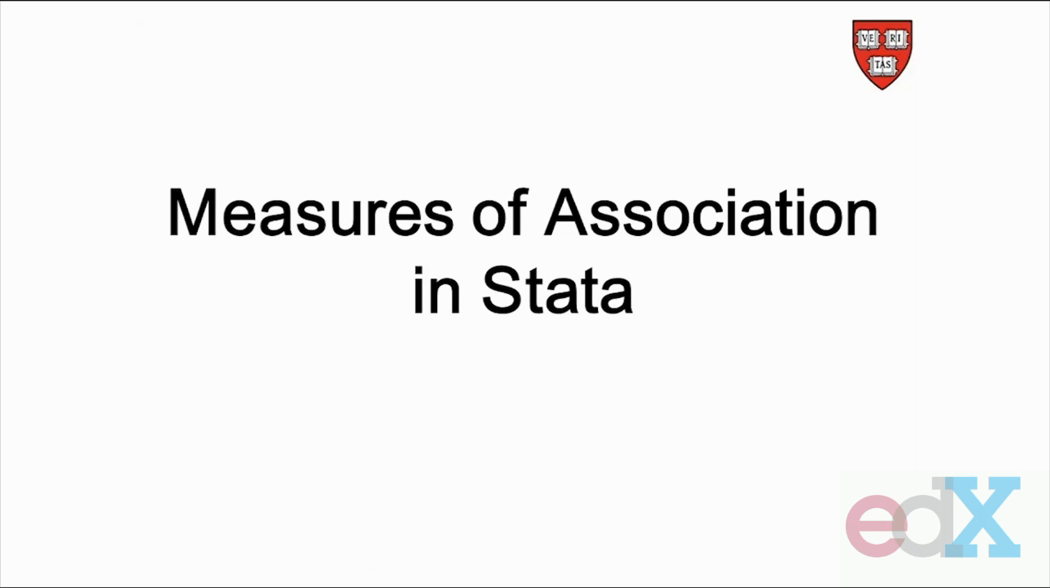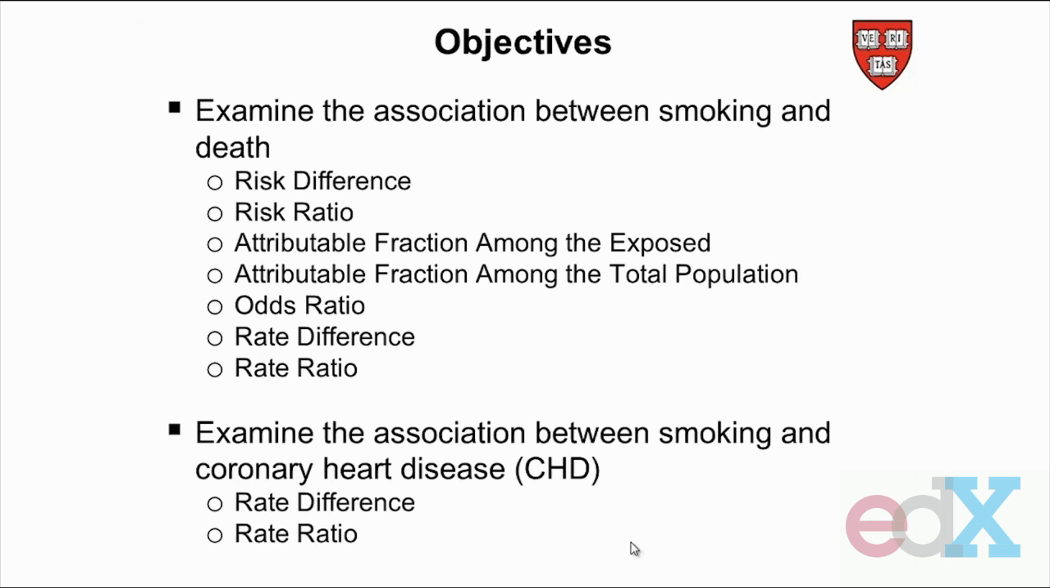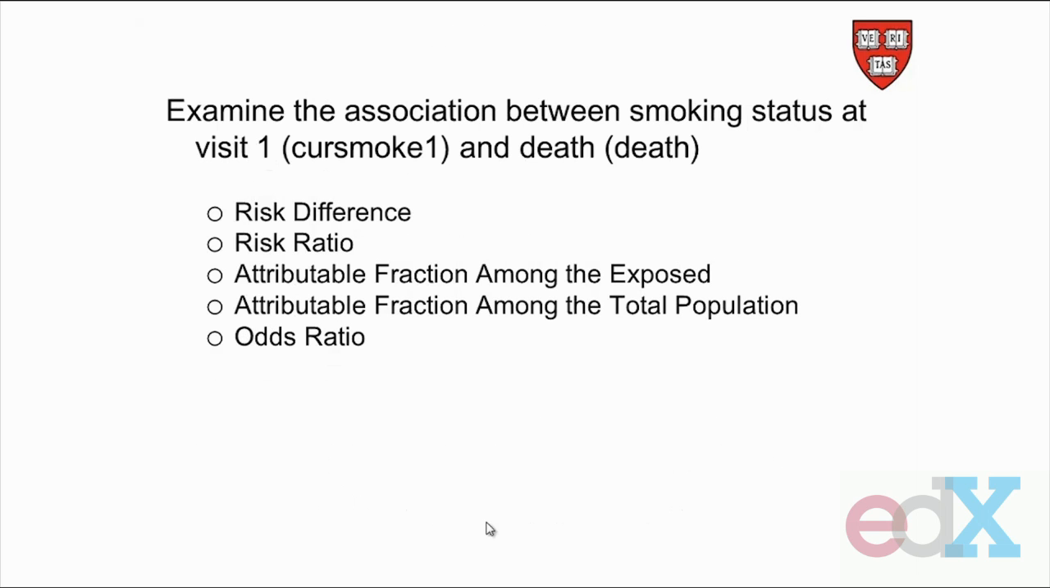So let's go ahead and do that using our data on smoking and death and coronary heart disease in the Framingham Heart Study. We're going to start by examining the association between smoking and death with several different measures of association. And then, as we said, we can only use rates when we're looking at the association between smoking and coronary heart disease. So to get started, let's look at the association between smoking status at visit 1, or that cursmoke1 variable, and the outcome of death.